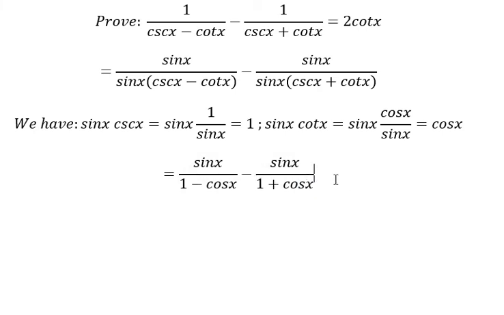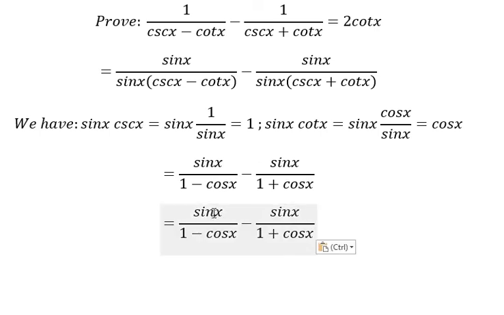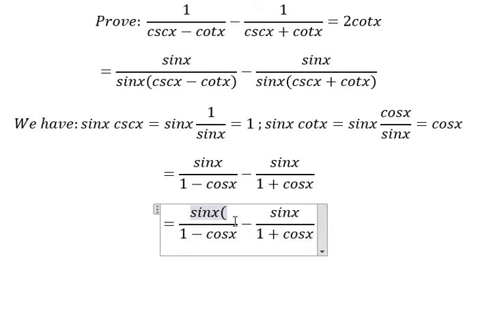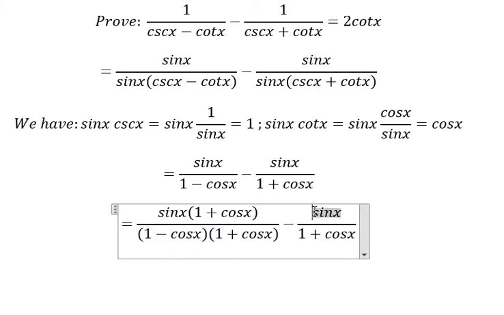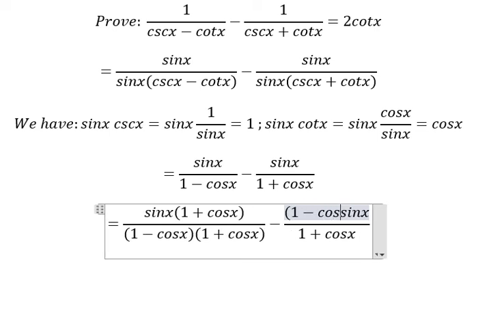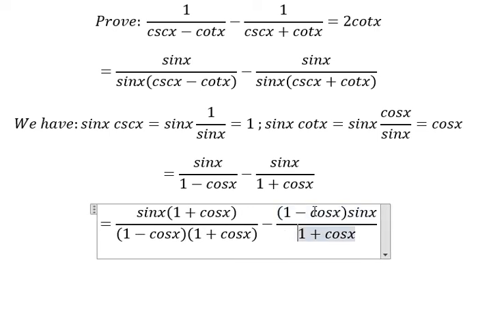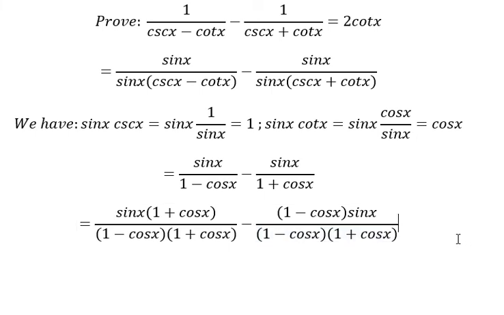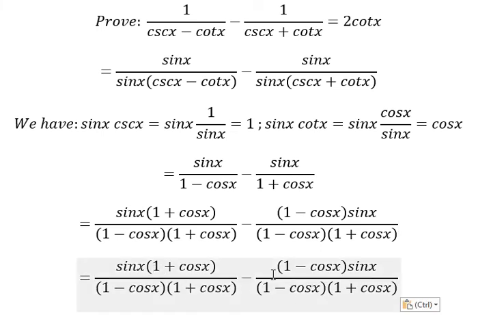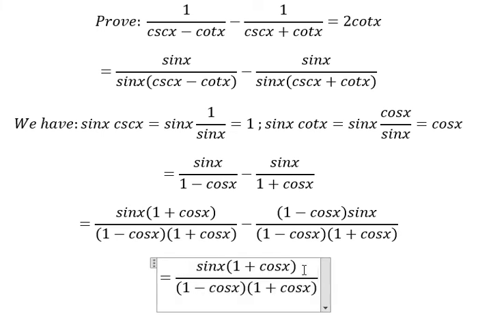After we do it this way, now we do a common denominator. That means for the first one, we multiply 1 plus cosine s on the numerator and denominator. We do the same technique for the second one, but with 1 minus cosine s. So we subtract the two fractions and you get this.